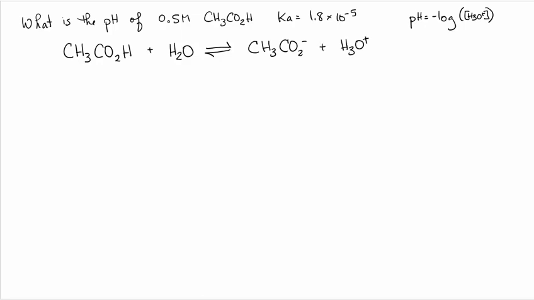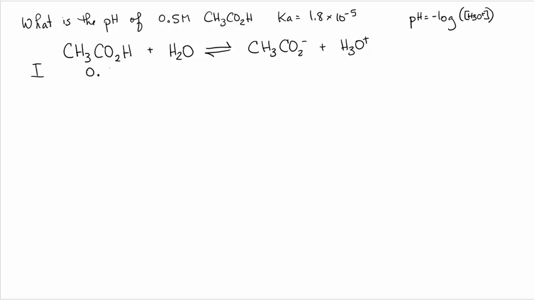Now we're lucky this is 1-to-1, but remember for other equilibriums, watch the coefficients. Those coefficients matter in a number of places. So watch the coefficients. Here it's all 1-to-1. Now we're going to do our ICE table.